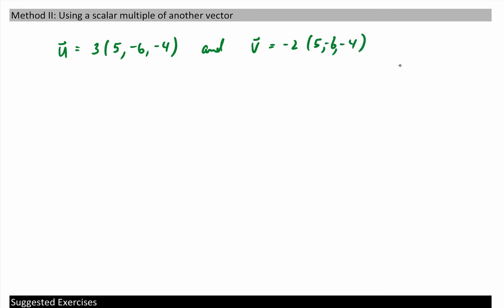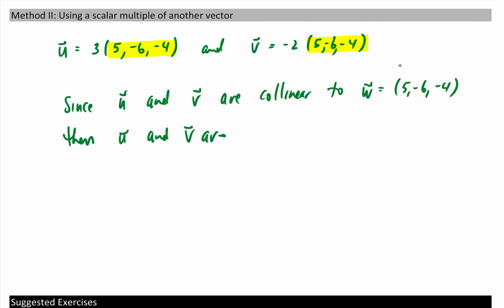Notice that both u and v are collinear to 5, negative 6, and negative 4. And since u and v are both collinear to 5, negative 6, and negative 4, then they must also be collinear to each other. So this is our second method to prove that two vectors are collinear.